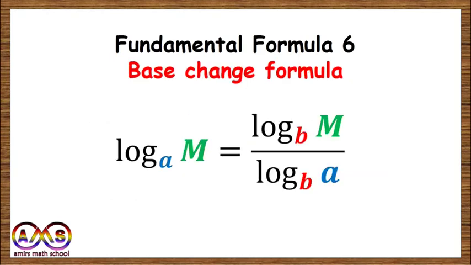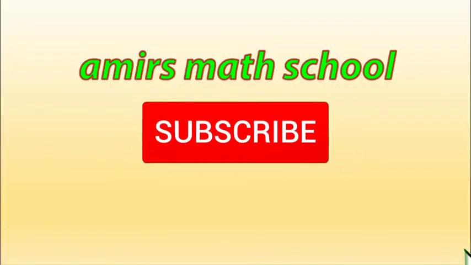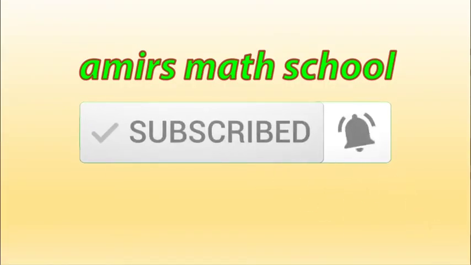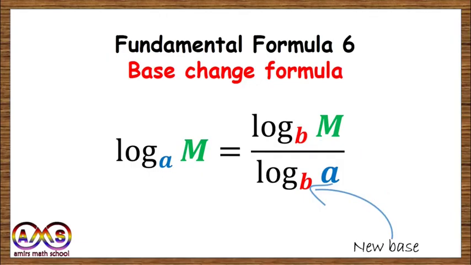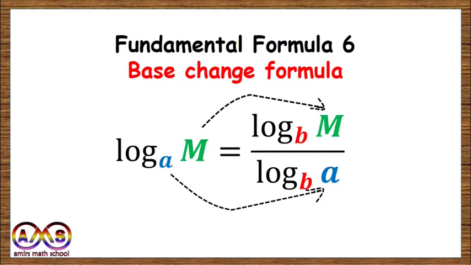Now, fundamental formula 6, which is called the base change formula, that is log a base m is equal to log b base m divided by log b base a. With this equation, we can change the base a to the new base b. Here, this b is the new base and this m goes directly here and this a is here. So, we can say log a base m is equal to log new base m divided by log new base a, log new base of old base.